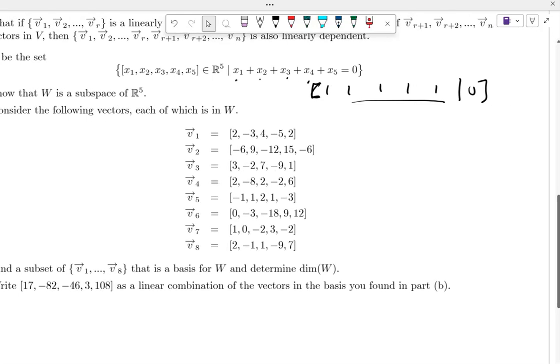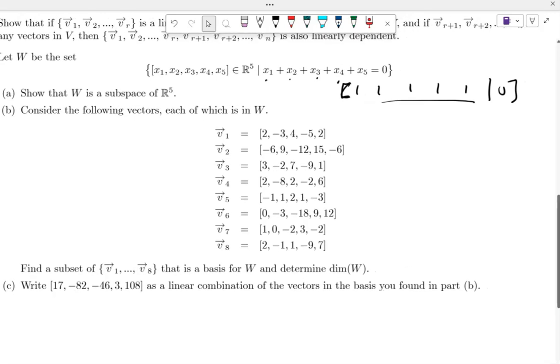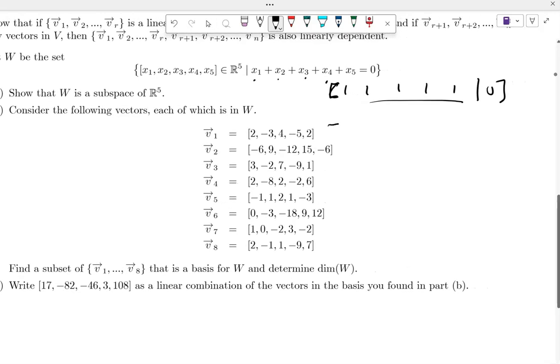Okay. So I'm suspecting that this has dimension 4, right? If I want to check, this problem's asking you to figure out which ones make a basis of these 8. What do you think we're going to do? Make a matrix and row reduce, right? So my first column would be 2, -3, 4, -5, and 2.